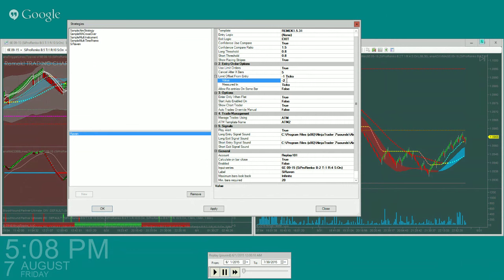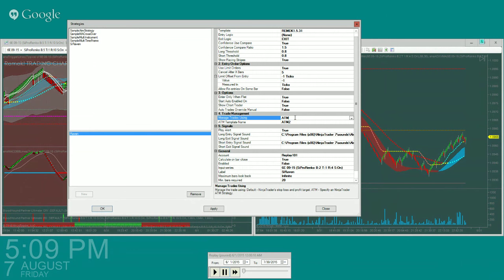This is just something that you can decide yourself based on experience, on the product, on the instrument that you trade. We usually put it to -1. -1 means that it puts a limit order on the market 1 tick back from the last price.